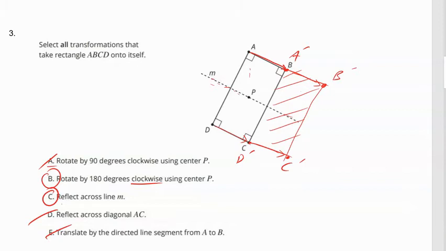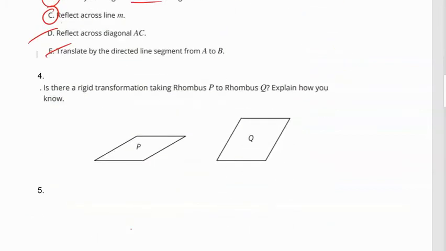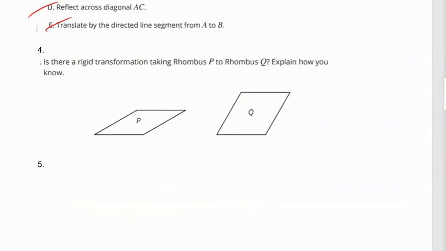All right, number 4. Is there a rigid transformation that takes rhombus P to Q? Rigid, right? So distance and angles must be preserved.